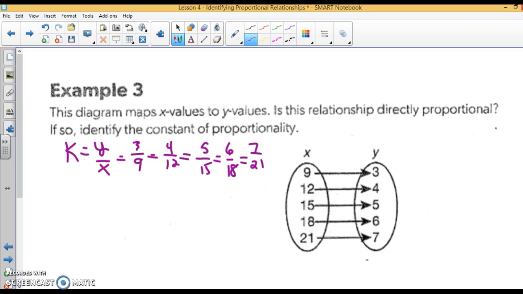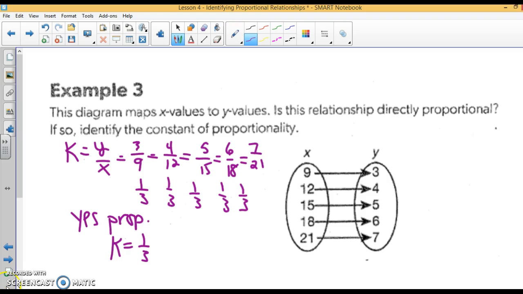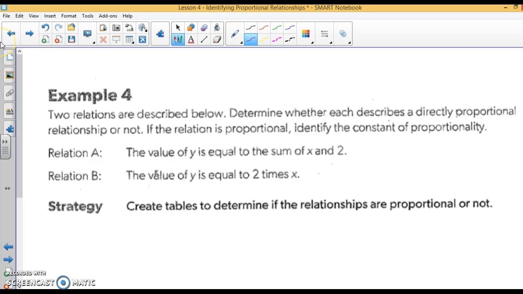If you take a look at every single one of those fractions, they all simplify to 1/3, every single one of them. So, is this proportional? Yes, proportional. And the constant of proportionality, k, is 1/3. Same across the board, because k is y divided by x every single time. That's the unit rate, the constant of proportionality, or the rate of change. They are all the same.